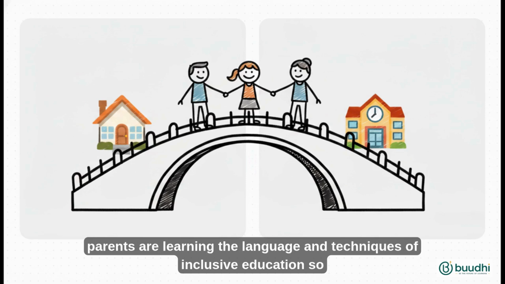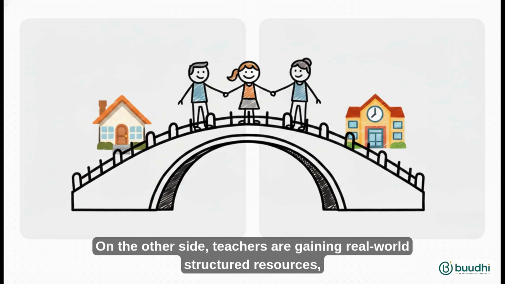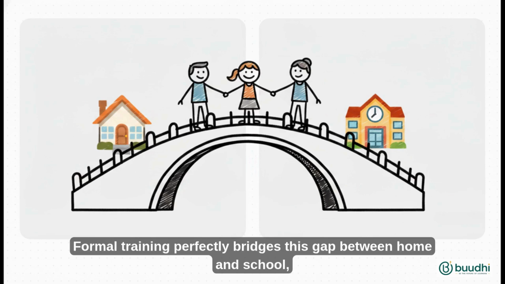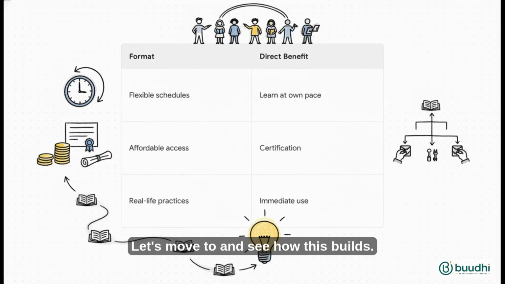On one side, parents are learning the language and techniques of inclusive education so they can seamlessly help their kids learn at home. On the other side, teachers are gaining real-world structured resources to manage their classrooms effectively. Formal training perfectly bridges this gap between home and school, ensuring the student has a unified, solid support system. Let's move on and see how this builds.